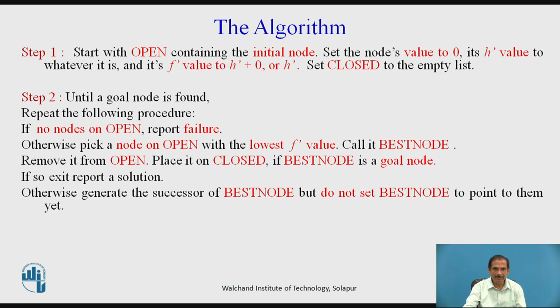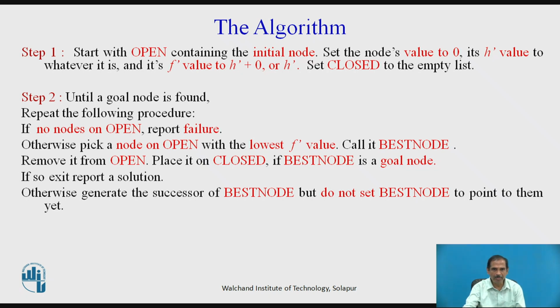The algorithm starts with open containing the initial node only. We start with the node's g value to be 0 and its h dash value, and its f dash value is now h dash plus the g value of 0, so h dash plus 0 is h dash itself. We set closed to the empty list. Now, until the goal node is found, repeat the following. If no nodes are on open, report a failure. Otherwise pick the node on open with the lowest f dash value. Call it the best node.